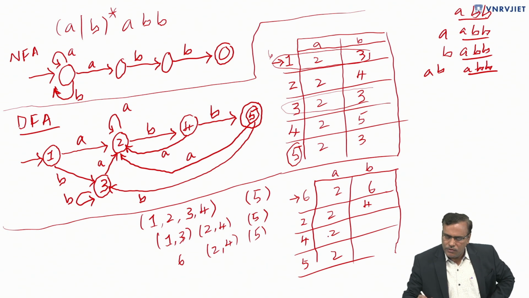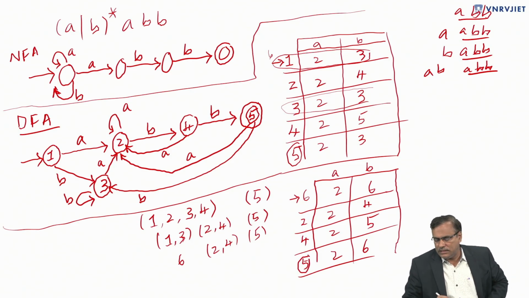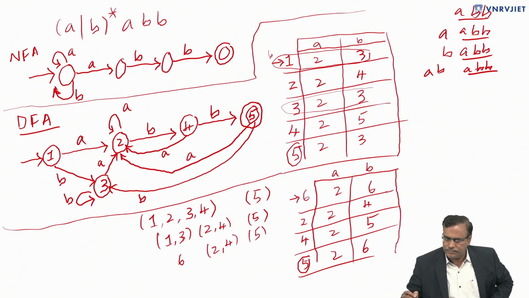Next, coming to this 4, 4 on A is 2, 4 on B is 5. Next, 5 on A is 2, I have defined. 5 on B is 3. Wherever this 1 or 3 is there, you are supposed to take it as 6. Therefore, you have got this. And you know this 5 is the final state. So this is the minimized DFA. In the original DFA, you have 5 states, whereas in this minimized DFA, you have only 4 states. But they both should accept the same language.